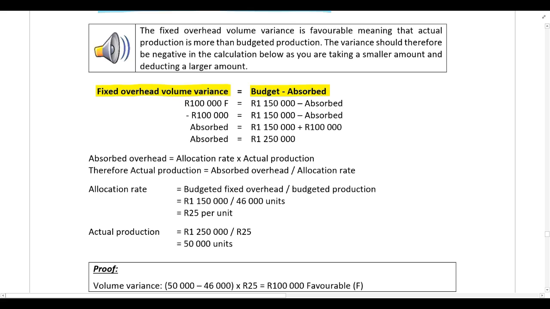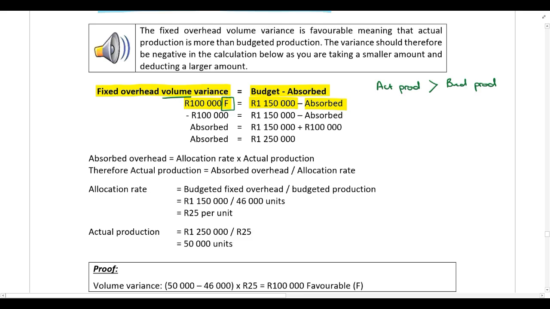Okay, so we were given the variance, 100,000 Rand favorable. We were given the budgeted cost, and we need to solve for the absorbed cost. Now, just be careful. If this variance is favorable, remember this is your volume variance. So if the variance is favorable, it means that actual production is more than budgeted production.